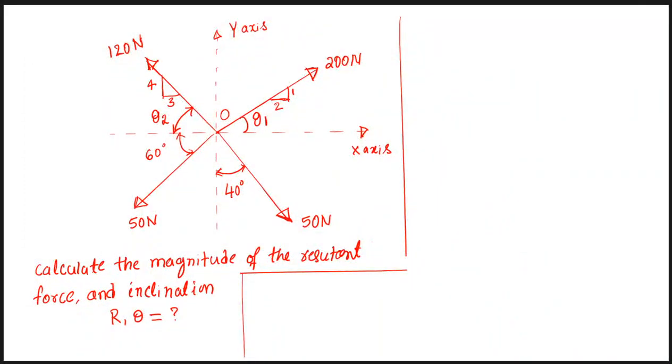Similarly, the 120 Newton force is inclined at 4 vertical to 3 horizontal. So in such a way, the inclination of the force is given. By using these slopes, we can calculate the inclination of the forces with respect to the x-axis. Now let us call the inclination of the 200 Newton force theta 1 and the inclination of the 120 Newton force theta 2. The 1:2 slope can be drawn as a triangle.